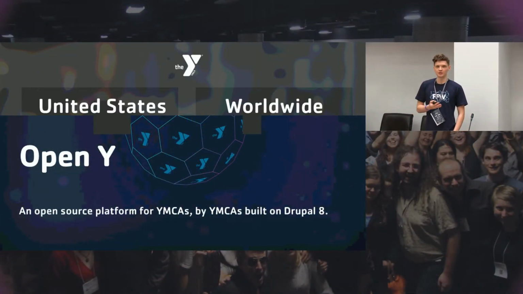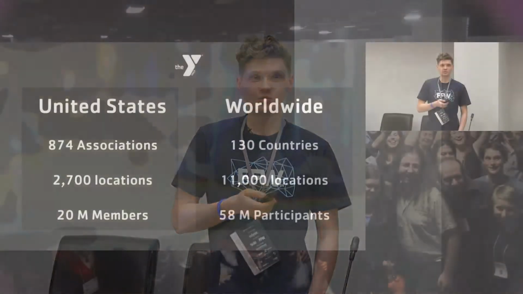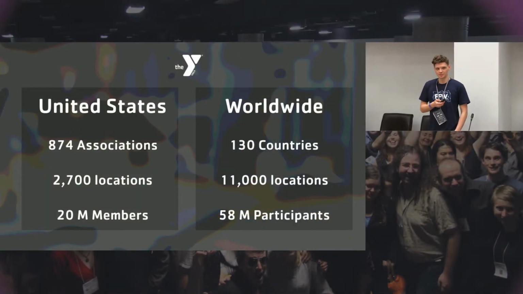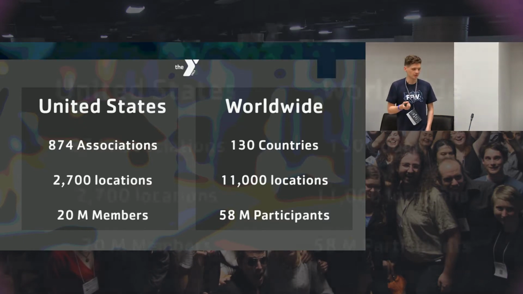Some information about YMCAs. YMCA is a pretty big, even huge organization with more than 800 organizations and associations in the United States, more than 2,000 branches, and even more, we have YMCA in Europe, so worldwide, and we even have YMCA in Ukraine, and I hope that one day they will migrate their website to the OpenY platform. So you might wonder, what is OpenY?